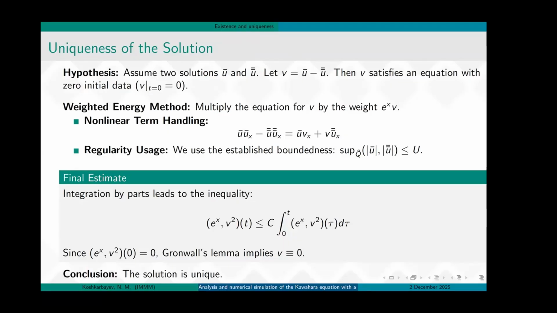Using the weighted energy method again, we derive the inequality shown at the bottom. Since the integral starts at zero, Gronwall's lemma implies that v must be identically zero. Therefore, the solution is unique, and we have proved the first theorem.